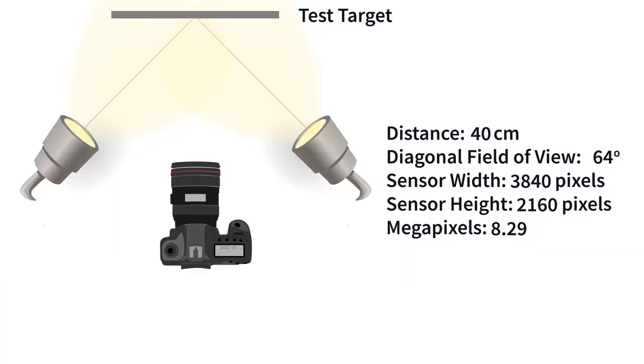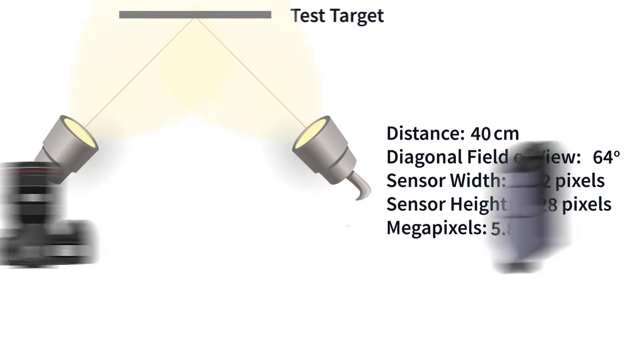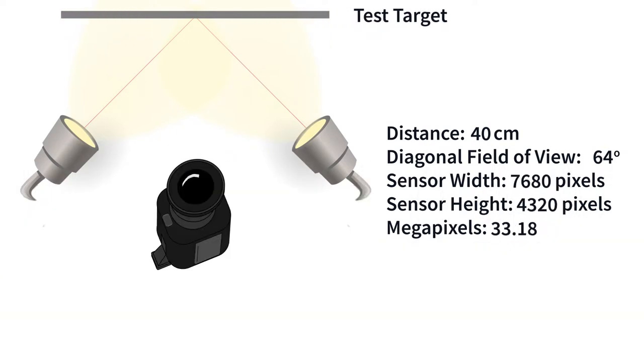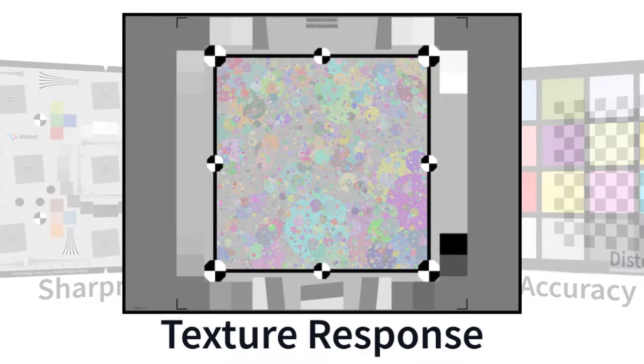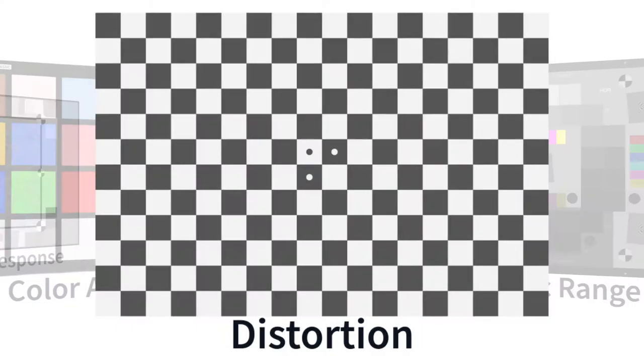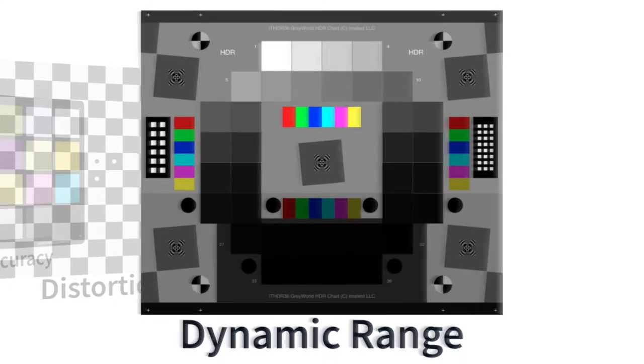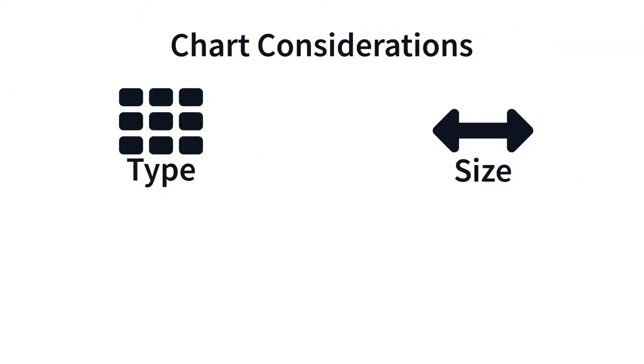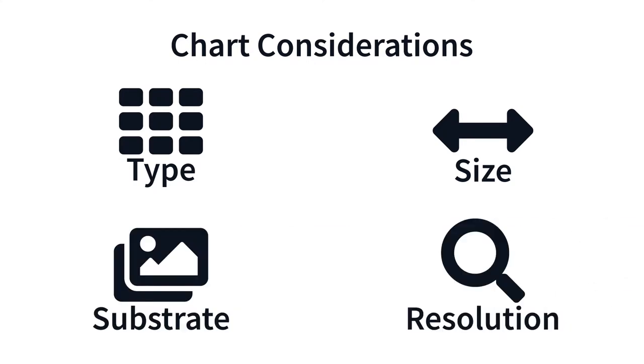When selecting the optimal test charts, it is important to consider your field of view, testing distance, the resolution and size of your imaging sensor, and the image quality factors you need to test. All of these considerations will determine the type, size, substrate, and resolution of your test charts.